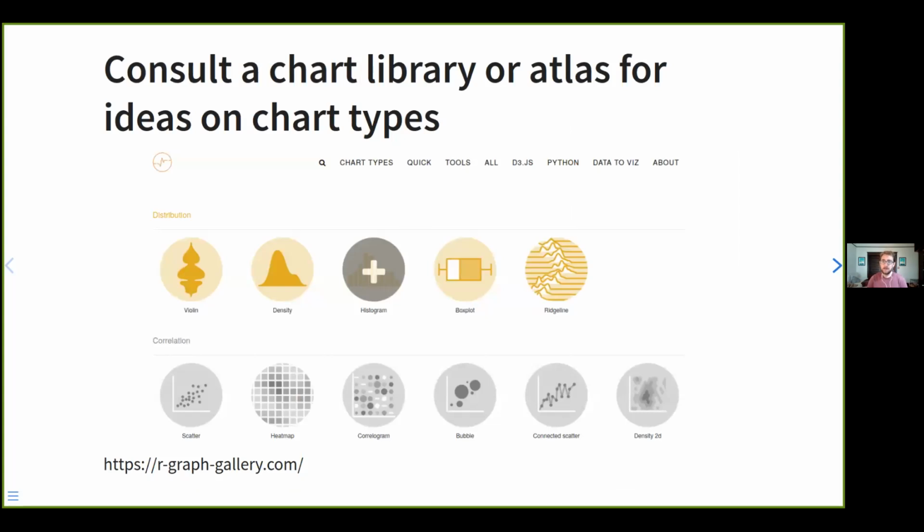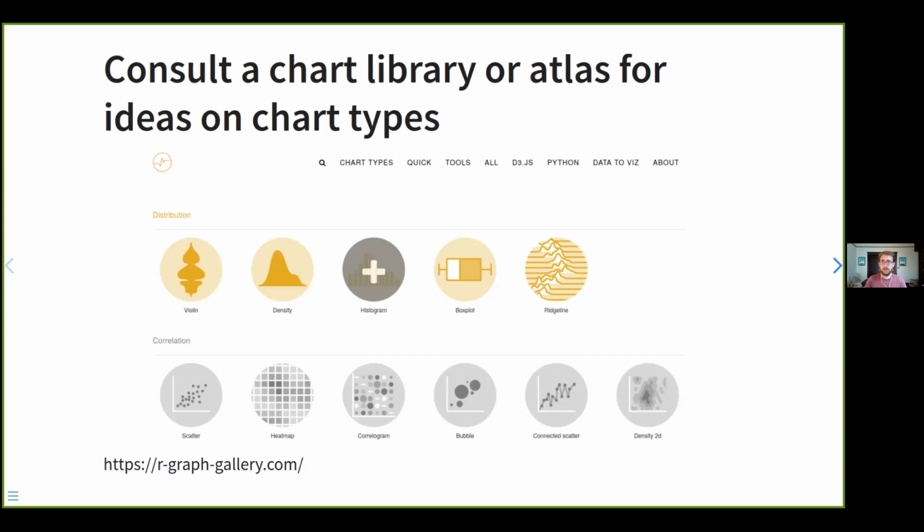If you're feeling a little overwhelmed by all the different opportunities for different kinds of plots, or maybe you're not familiar with all the different kinds of plots there are, I would recommend that you consult a chart library or atlas. This is one example with the link here that you can use. Basically it's a place where any type of graph is collected in one place, and you can peruse through it and get ideas.